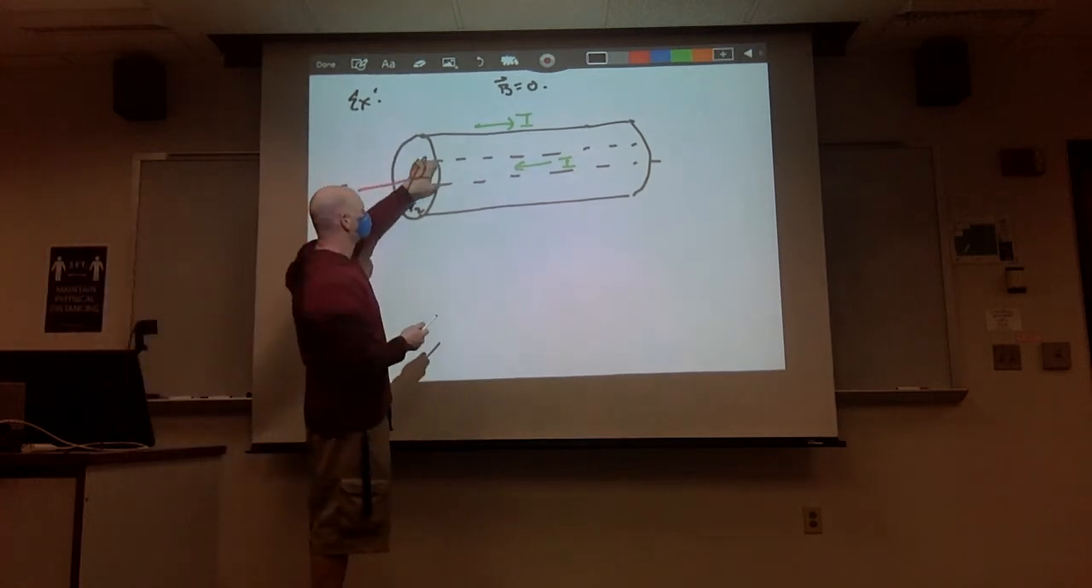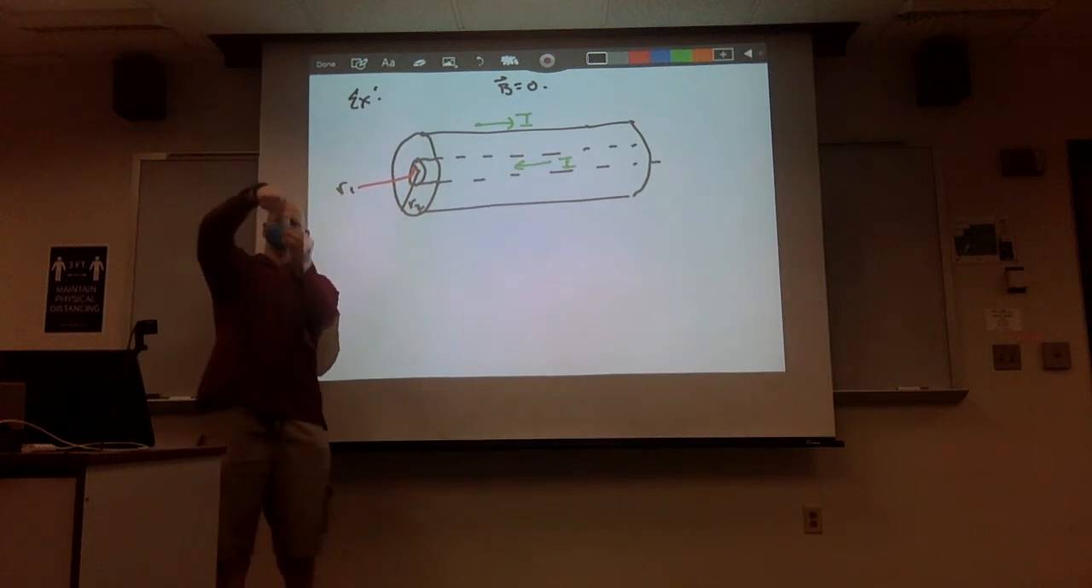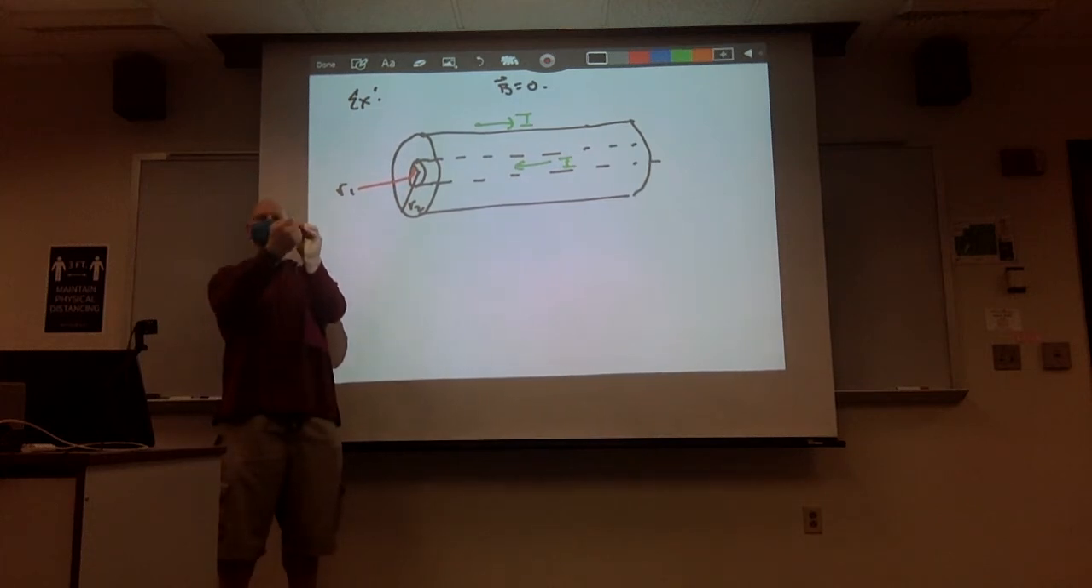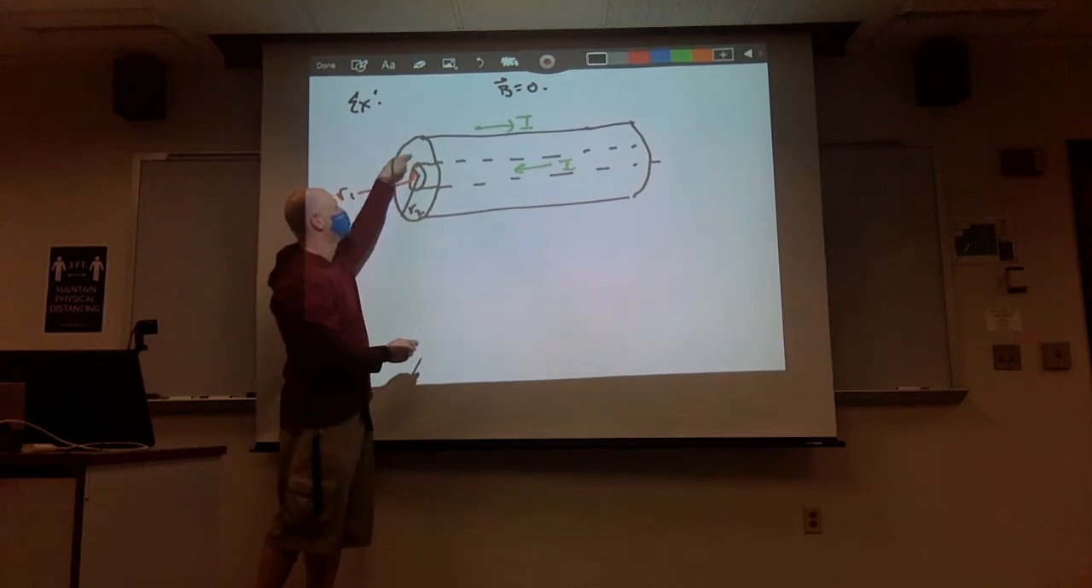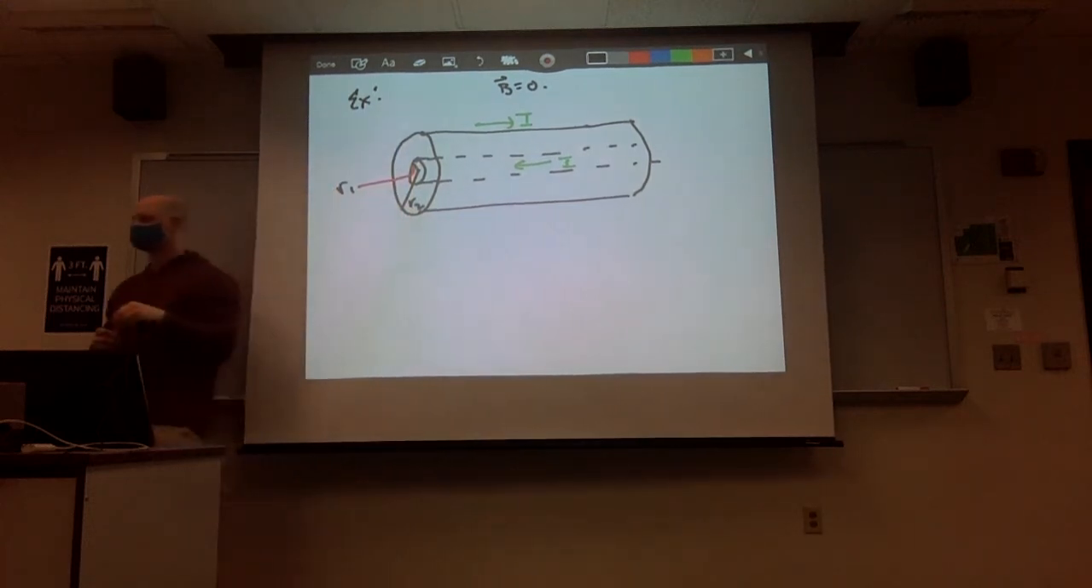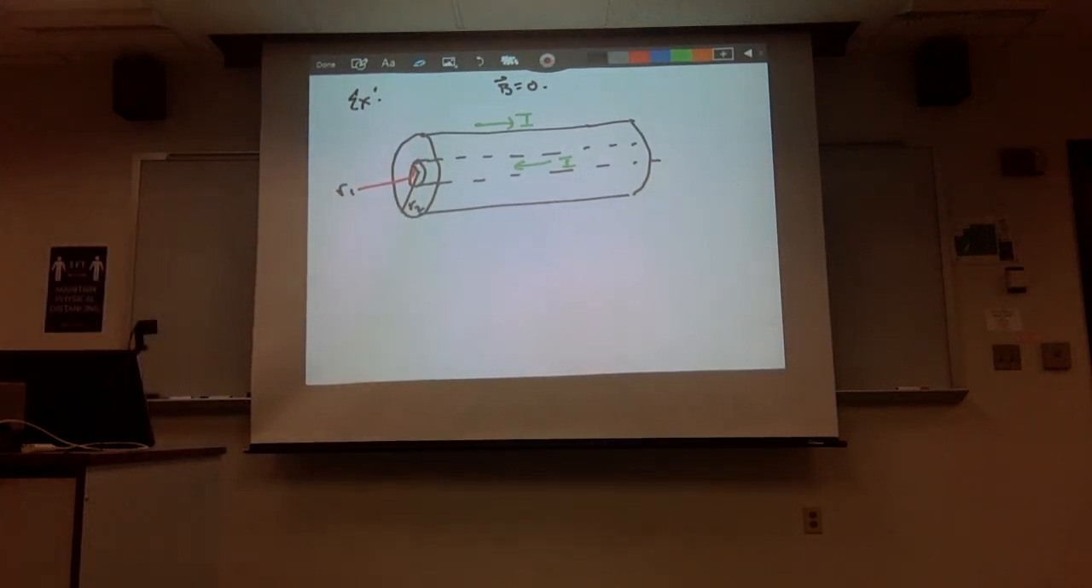Since all the current is running along the outside of my pen here, in the middle I have actually no current running through, so there's no magnetic field on the inside, but I'm going to have magnetic field between the two cylinders. So I'm going to have magnetic field in this region only. In this case, all my magnetic field is contained in this region here. So my B is not equal to 0.